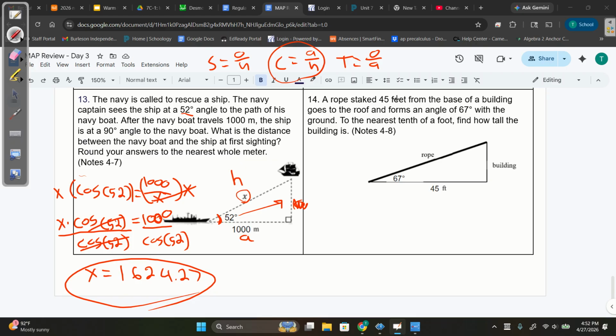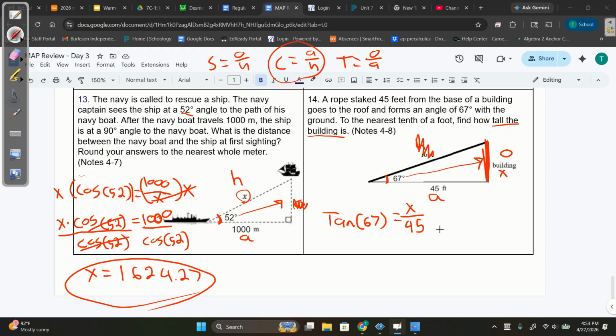A rope staked 45 feet from the base of the building goes to the roof and forms a 67-degree angle with the ground. To the nearest tenth of a foot, how tall is the building? So I'm looking for the height of my building here. This would be the opposite side. The rope would be my hypotenuse, and the 45 would be my adjacent. I'm looking for the height of my building, so I don't care about the hypotenuse. I have opposite and adjacent. Tangent deals with opposite and adjacent. So I'm going to say this is tangent of 67 equals opposite over adjacent.